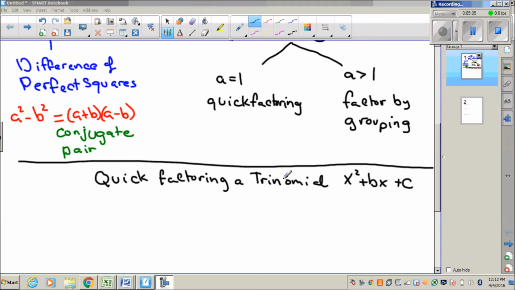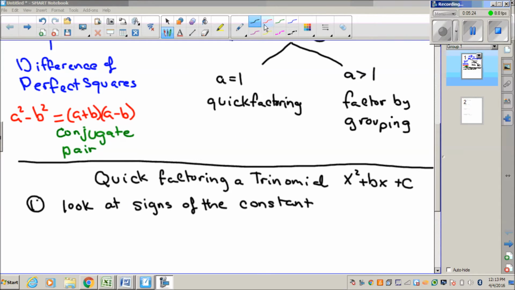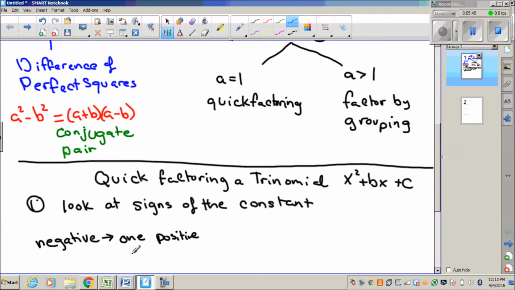You would do this when the leading coefficient is 1, so it's just x squared plus bx plus c. The first thing you want to do is look at the sign of the constant, because that's going to tell you what kind of signs you're going to need. When you look at your constant, your last term, your c term, if your constant is negative, then when you look at your factor pairs, one's going to be positive and one is going to be negative.